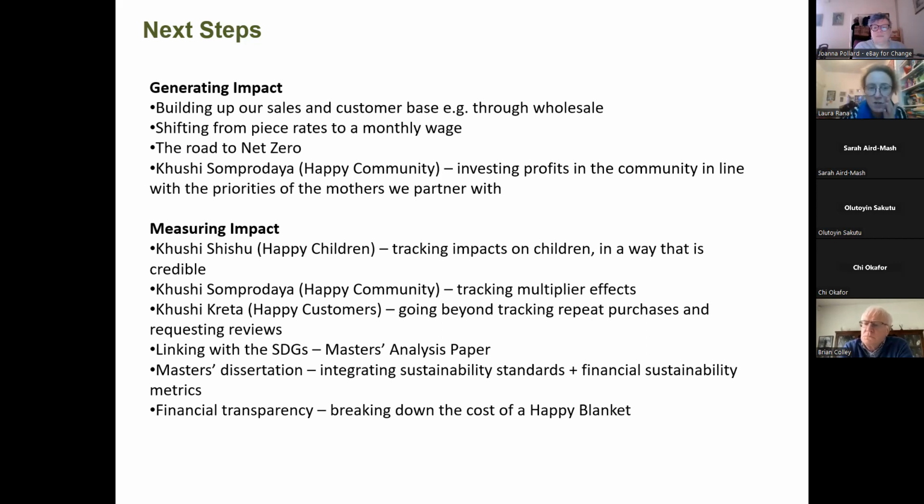So I'm now trying to spend more time thinking about how we can actually generate impact, because it's all very well having nice ways of measuring empowerment in a participatory way and so on. But actually, if we're not selling any blankets, then we're not having any impact to measure.